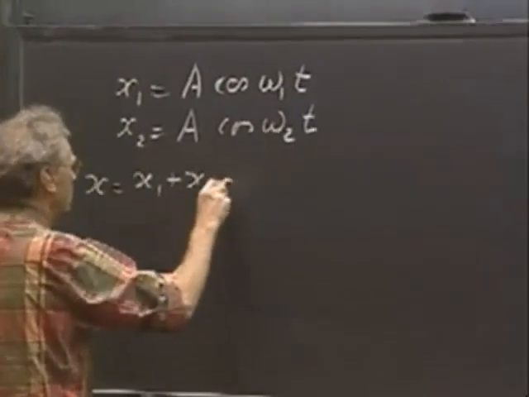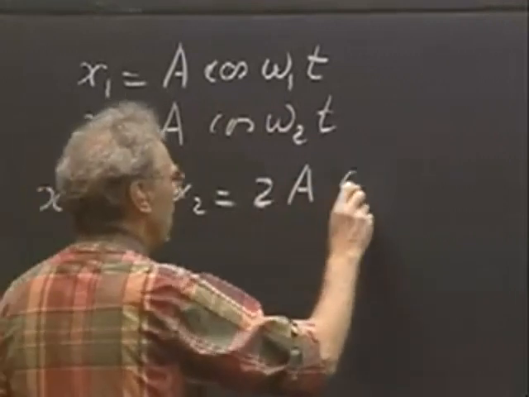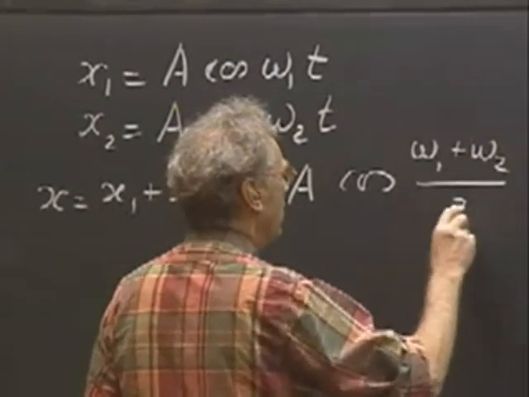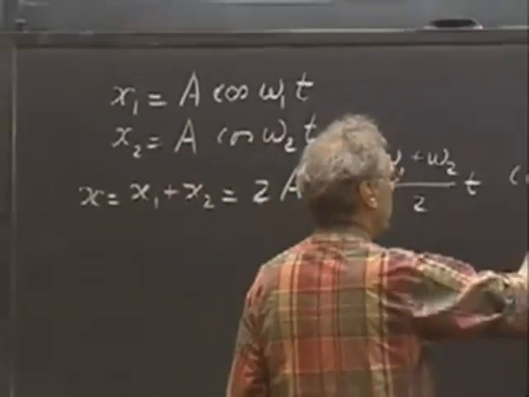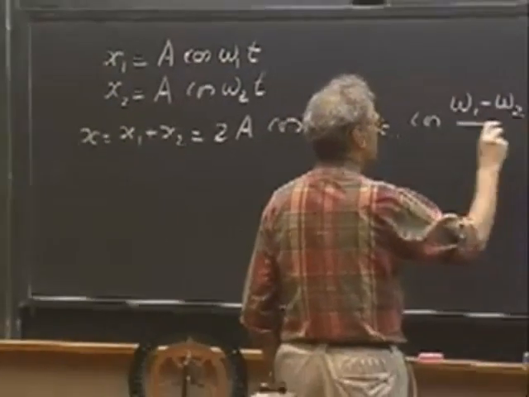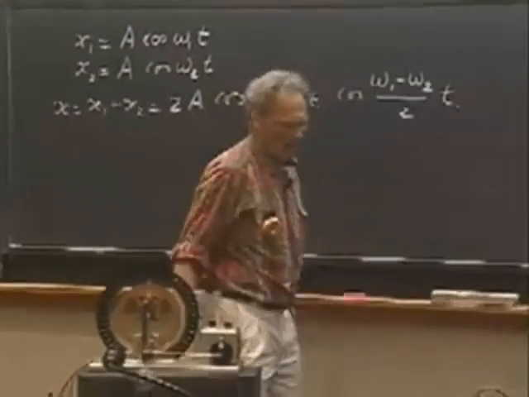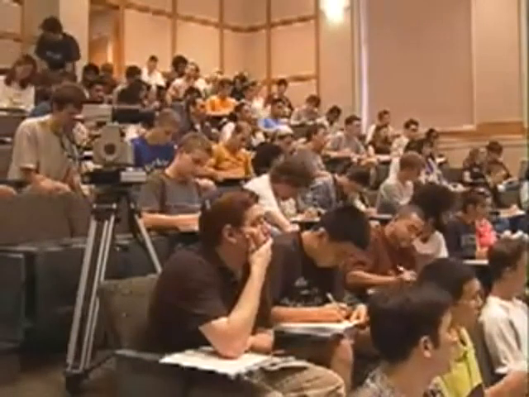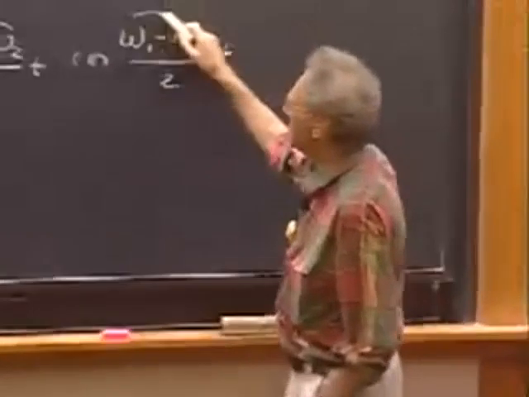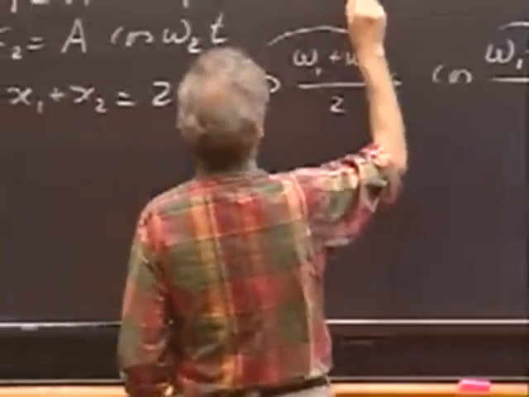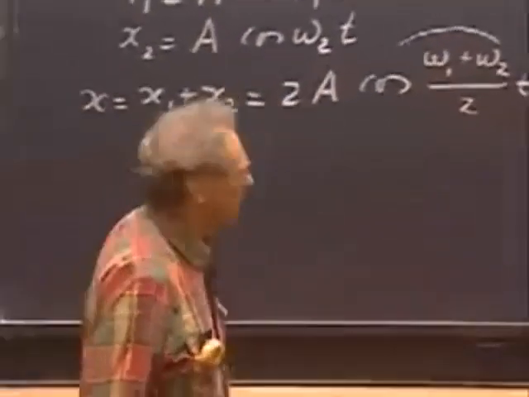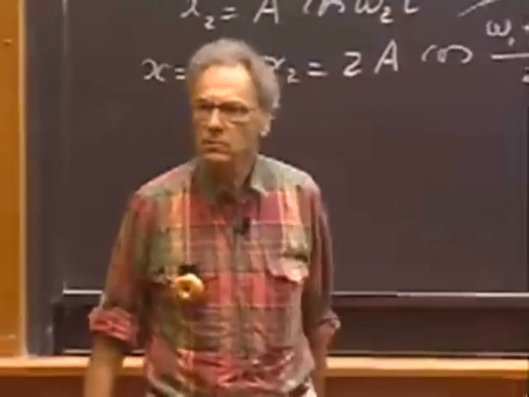x1 plus x2, you get 2A times the cosine of half the sum, omega 1 plus omega 2 divided by 2 times t, times the cosine of half the difference. And when you look at this, you have here a frequency which is high compared to this frequency. You can best see that if omega 1 is very close to omega 2, and you could simply replace that by omega, then this is simply saying cosine omega t.